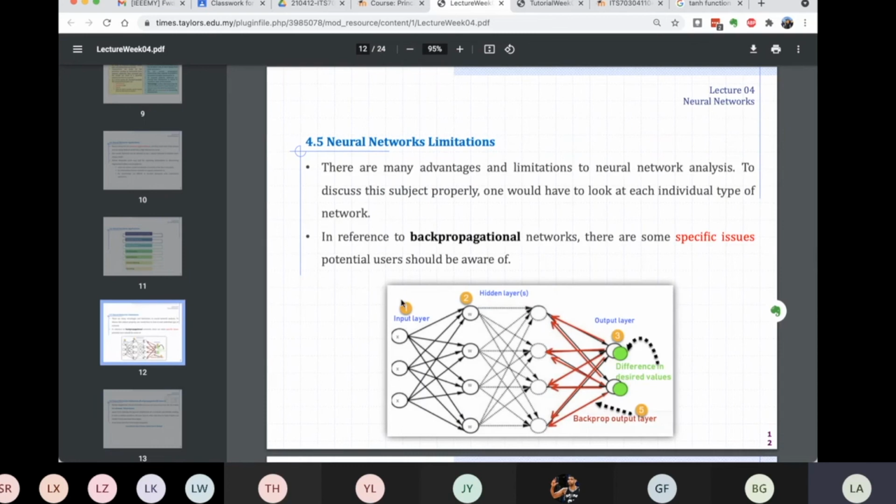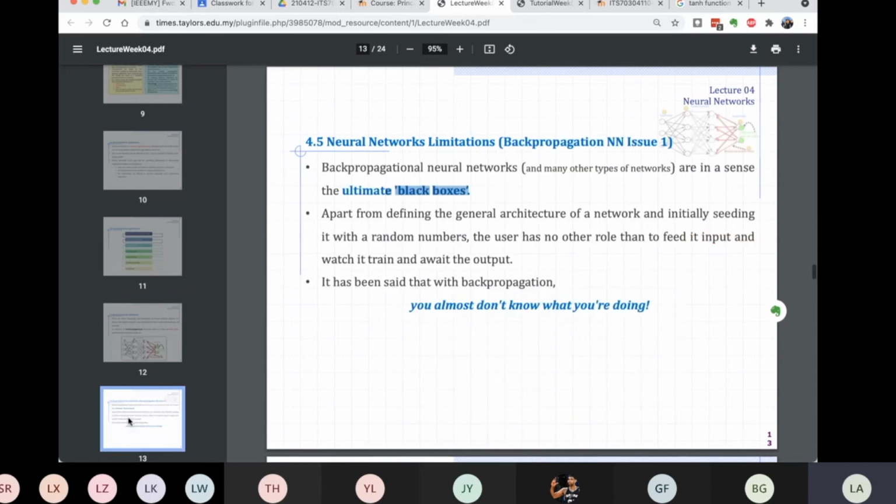Basically, we have the data set, we pre-process it, and then we identify our predictive features, the attributes that we want to feed in. For example, you have 10 attributes to determine the weather, so we identify 10 neurons, feed them into the neural network, and train it. We only watch the training, observe the loss and the accuracy, and then we get the output. What happens in the middle, we actually don't really know. With backpropagation, you almost don't know what you are doing.